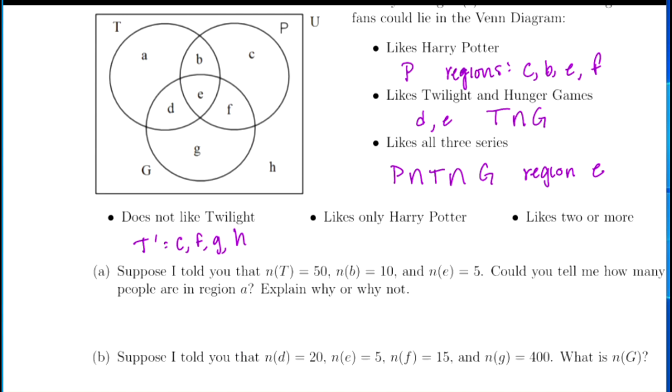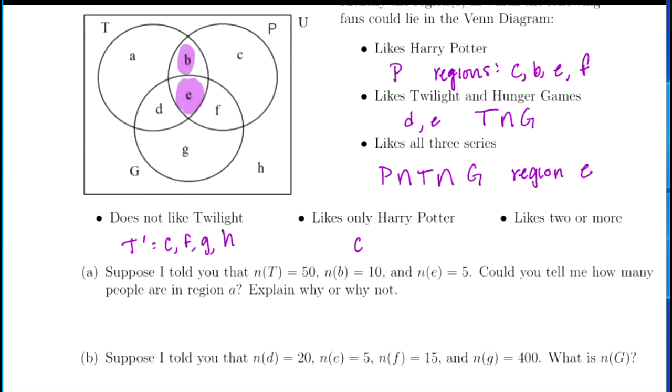And then the next one, we have fans who like 2 or more of these. All the fans in region E like all 3. These guys like both Harry Potter and Twilight. These guys like Harry Potter and the Hunger Games. And these guys like Twilight and the Hunger Games. So you're looking at regions B, E, D, and F.